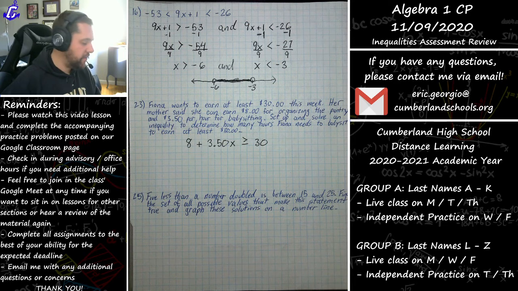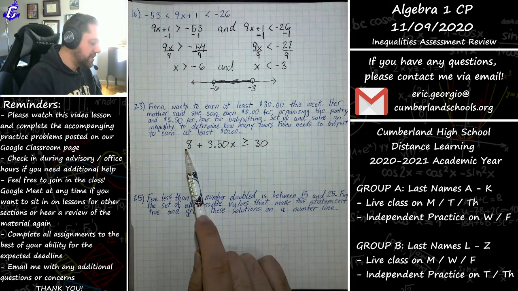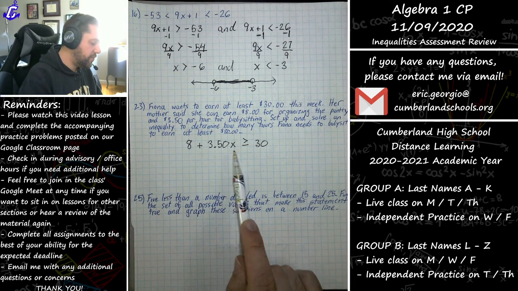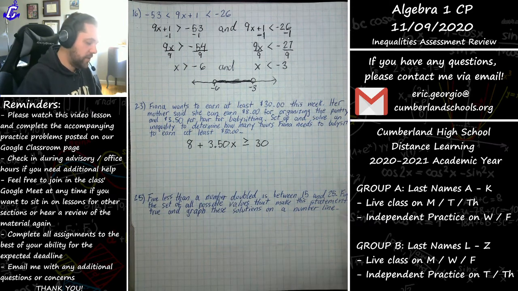Hopefully no question as to how we figured that out. Again, 8 is the one-time occurrence, $3.50 per hour. How many hours? We don't know. And she wants to earn at least 30.